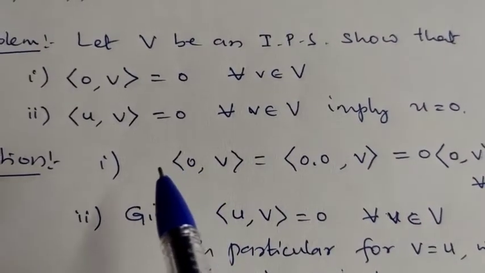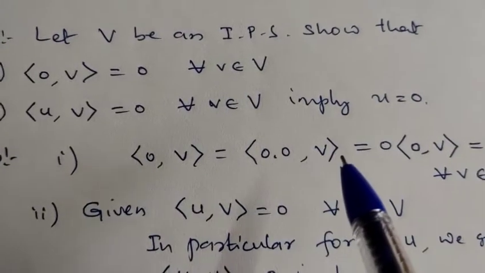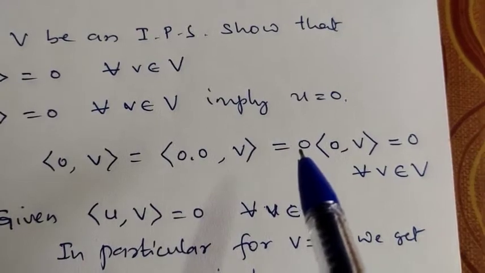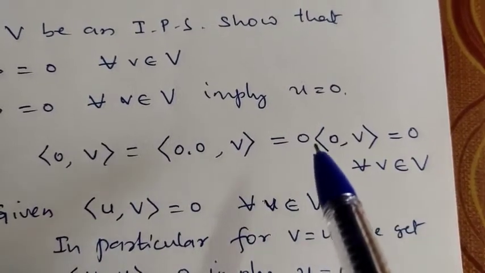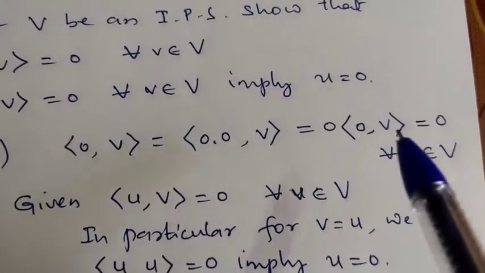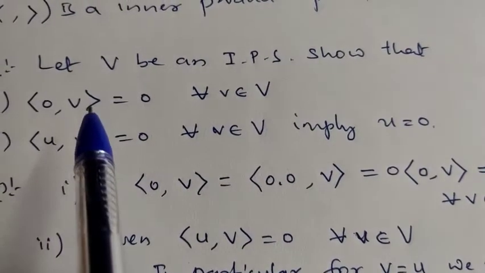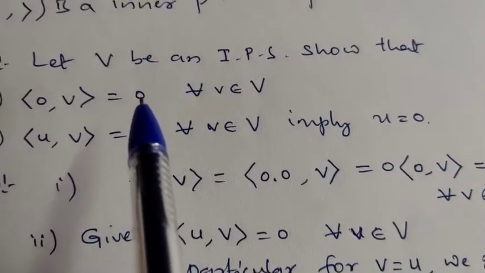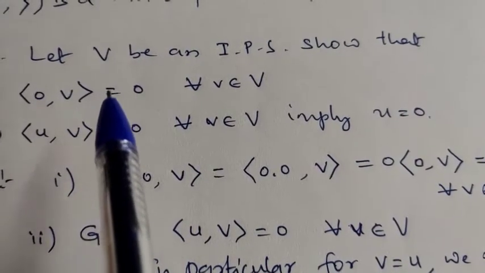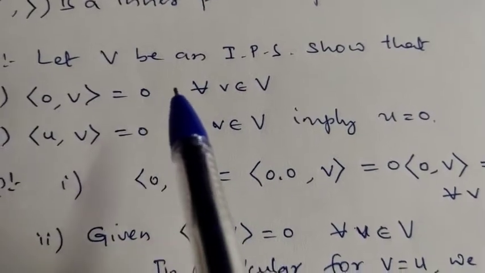Now the first one: the inner product of 0 comma v can be written as 0 into (0, v). The scalar 0 can be taken out by the definition of inner product. 0 into (0, v) is 0, since any multiple of 0 is 0. Therefore the inner product of 0 comma v is 0 for every v belongs to V. Likewise, (v, 0) is also always 0, because (0, v) is equal to the conjugate of (v, 0), that is the conjugate of 0, and the conjugate of 0 is 0 itself.